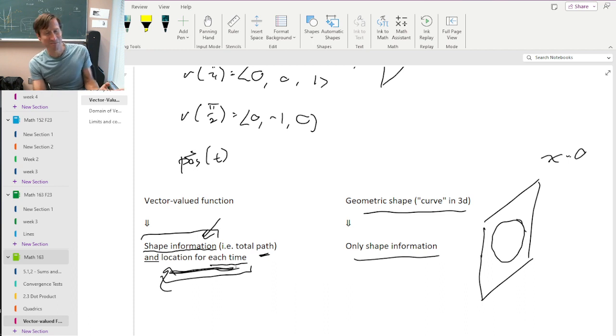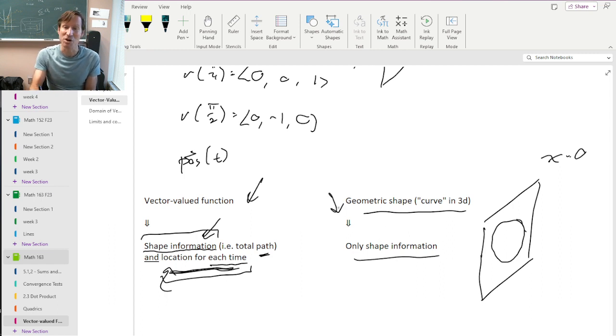But sometimes, if all we care about is the shape, then we won't care about the times at which we are at each location. So as we work with these vector valued functions, sometimes we will care about the times and sometimes we won't.